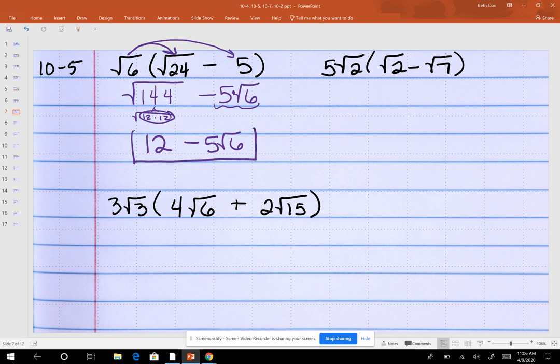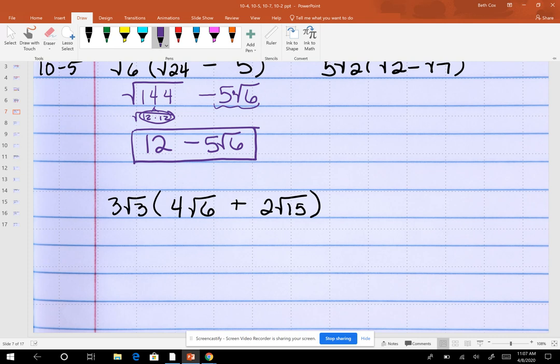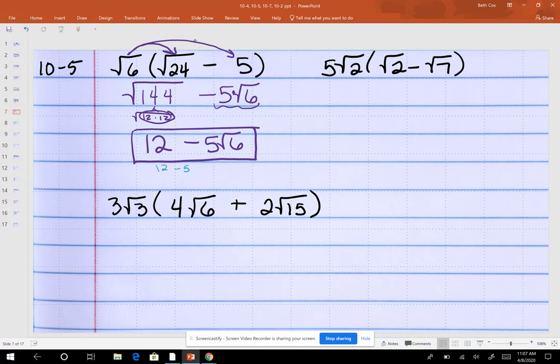And you're thinking, well, why can't I do 12 minus 5? All right, if you go back to 10:4, we talked about adding or subtracting. The radical acts more like a variable. So just a little secret here: this would be like 12 minus 5x, and you would never do that. You would never subtract the 12 and the 5, because remember, that radical acts more like a variable. So that's the end of that right there.